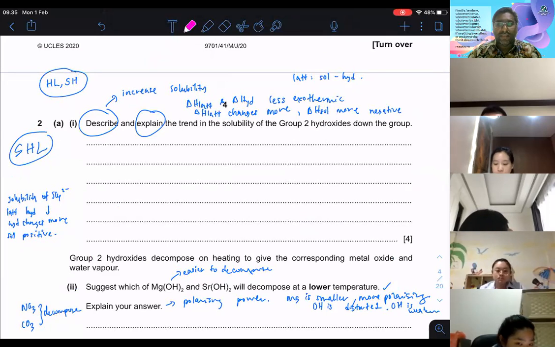describe or state the trend of solubility of group 2 hydroxides. Your answer will be the solubility will increase. That's it. They will not ask you to explain. This is only going to happen in paper 4, which is going to be your knowledge about lattice energy, hydration energy, and solubility. So in this case, please remember this.